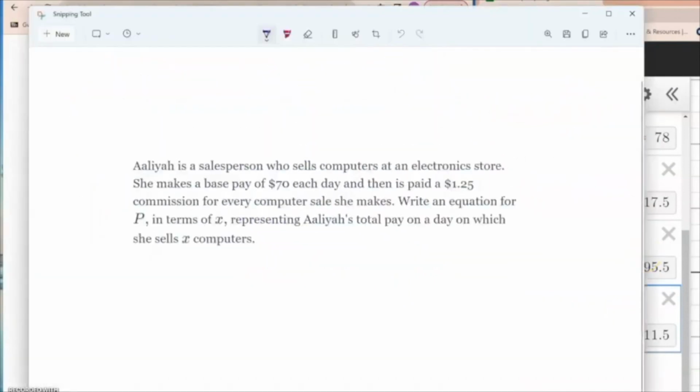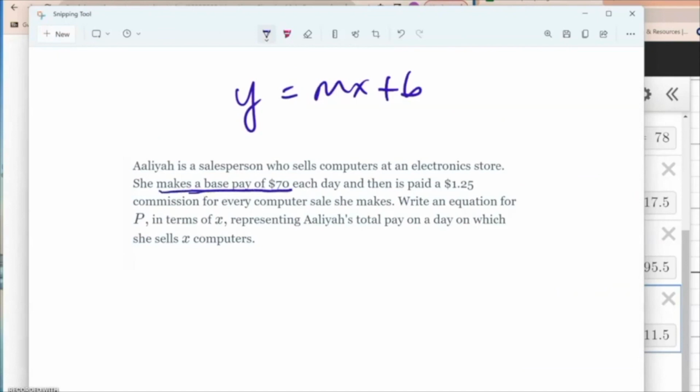All right, so Aliyah, salesperson. So again, remember you're doing y equals mx plus b. And you just need to find where's my initial, how is it changing? That's all you need. So find your first number. She makes a base pay of 70. What's that? How it's changing or what it is? It is what it is. So that's plus 70 because it's $70, which is positive.